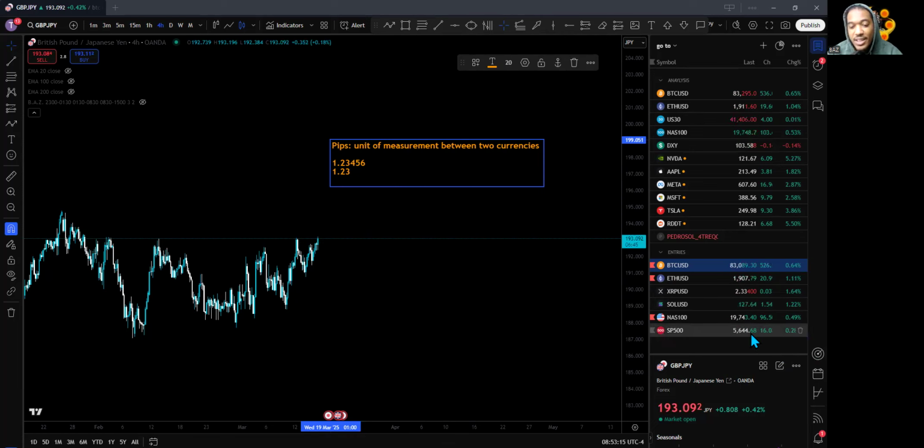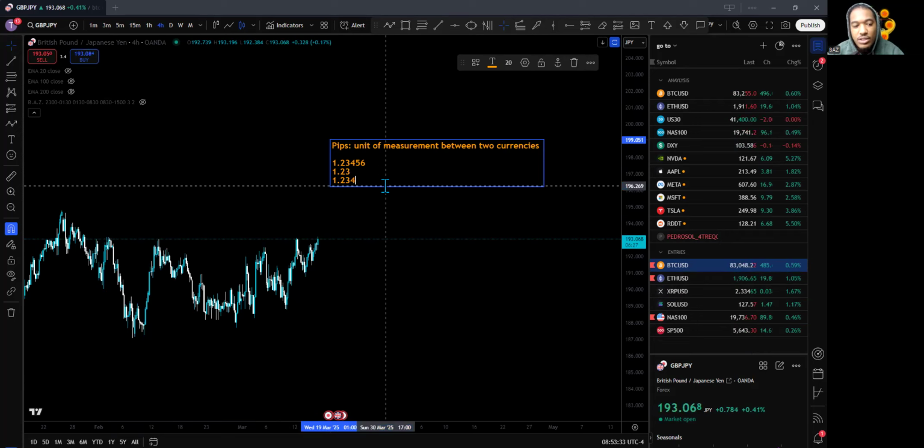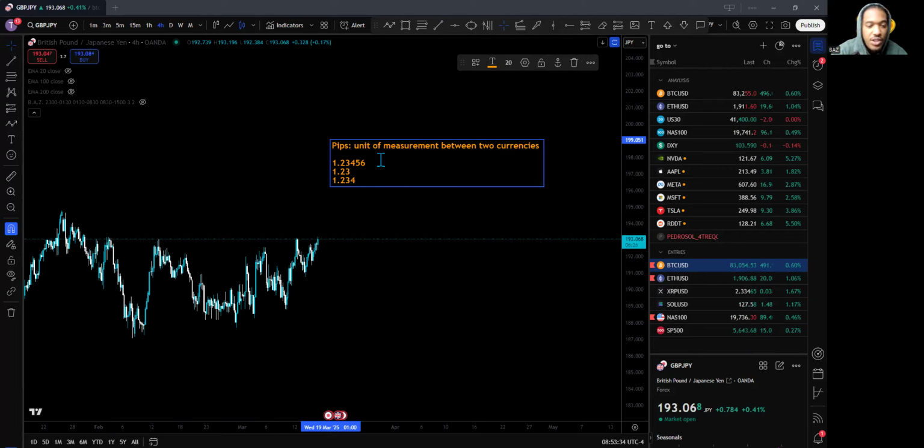That's why I stick to what I trade. I trade NASDAQ and I trade BTC. Those are all counted the same way. So BTC is going to be two numbers behind. And then what is JPY? JPY is three numbers behind. So these are going to be your different ones. For this one, we want to look at the third and fourth number behind the decimal to count.